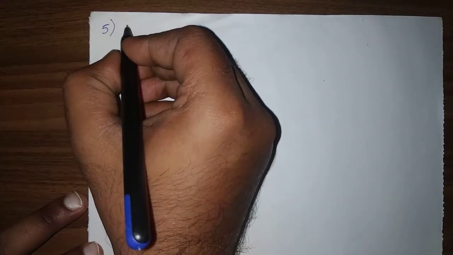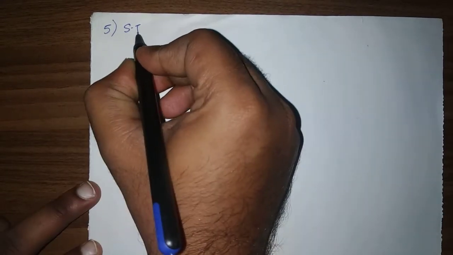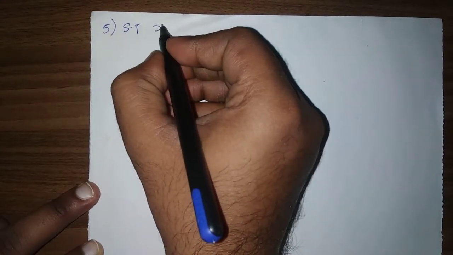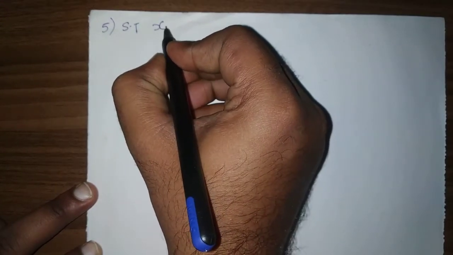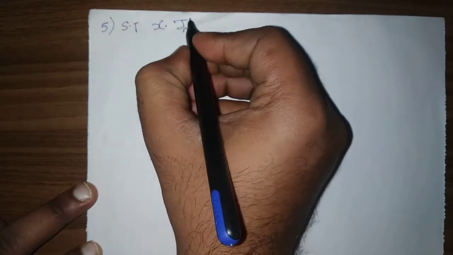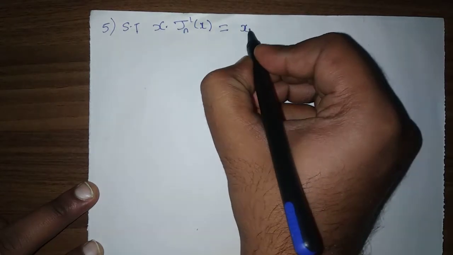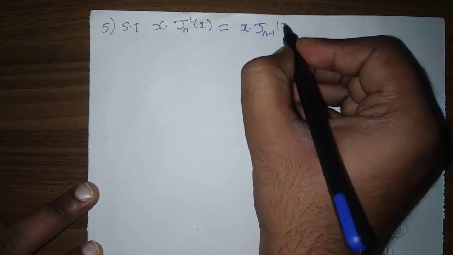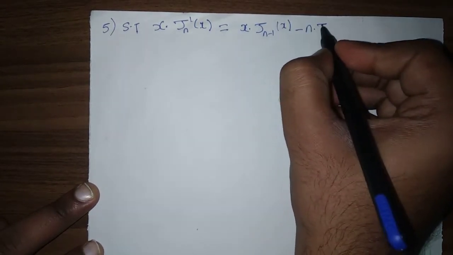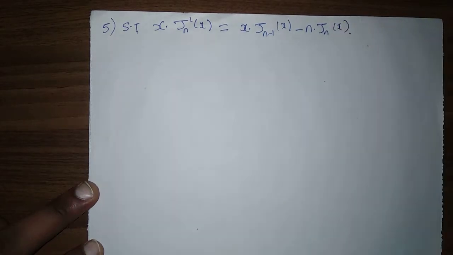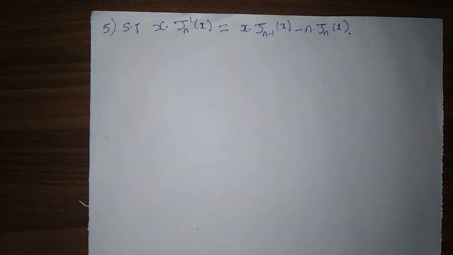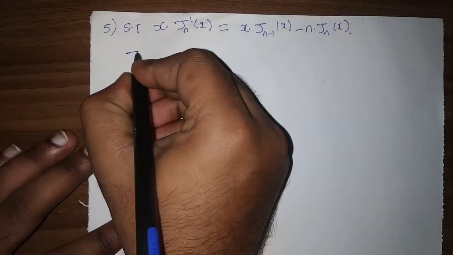So let us go with another property. Show that x into Jn dash of x is equal to x into Jn minus 1 of x minus n into Jn of x. So let us go with the simplification. First I will consider Jn of x.